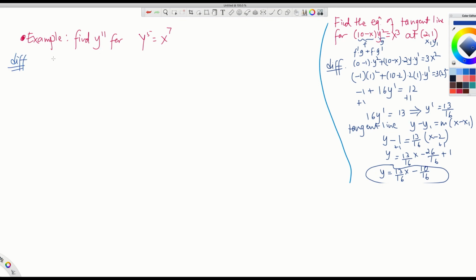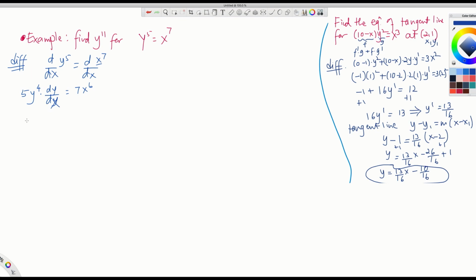What you write is d over dx of y to the 5 equals d over dx of x to the 7, right? Because they don't match, what you get is 5 y to the 4 times dy over dx, or you can write y prime, equals, what do you get there? It's 7x to the 6, because x and x match.